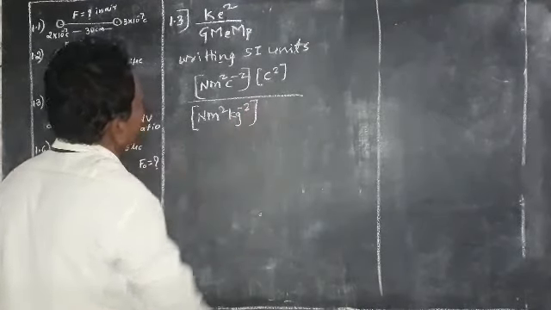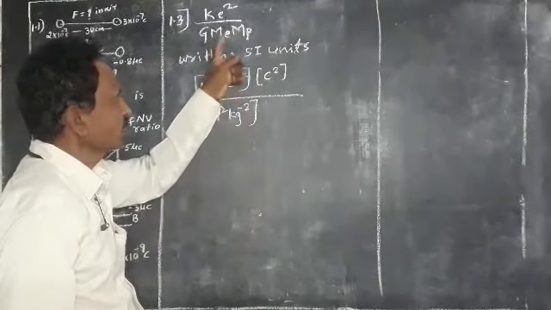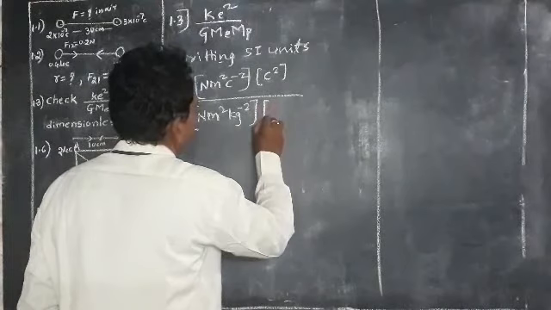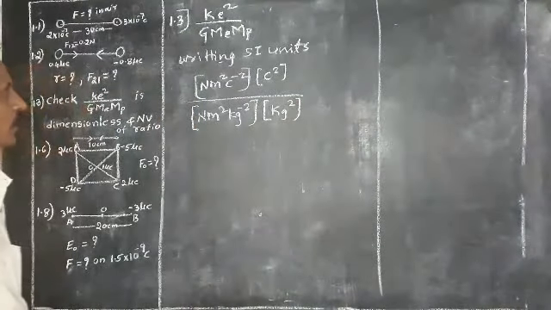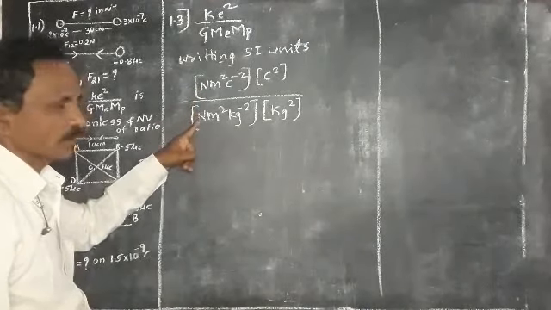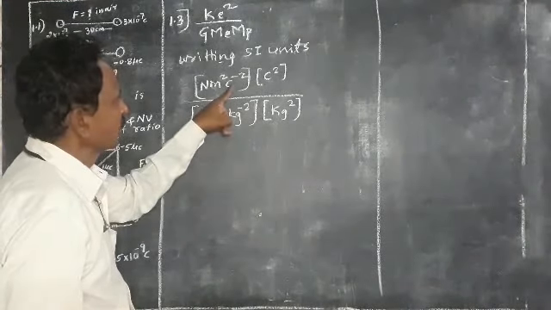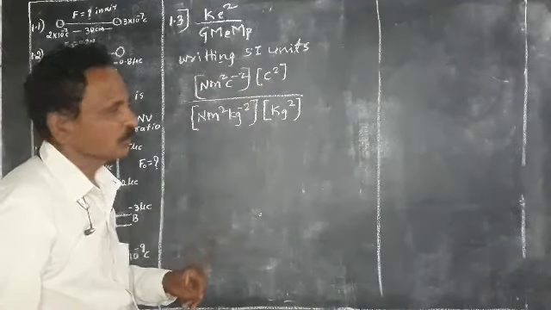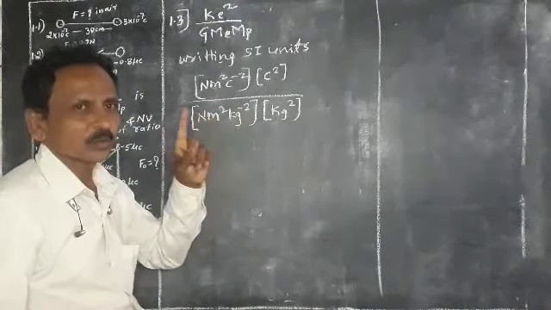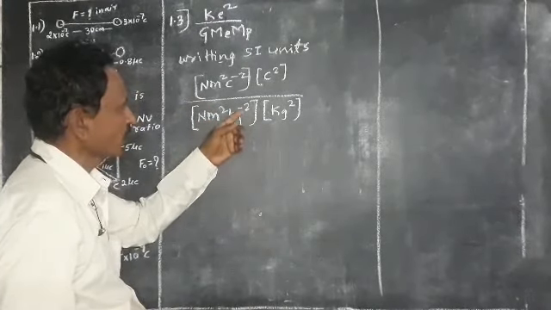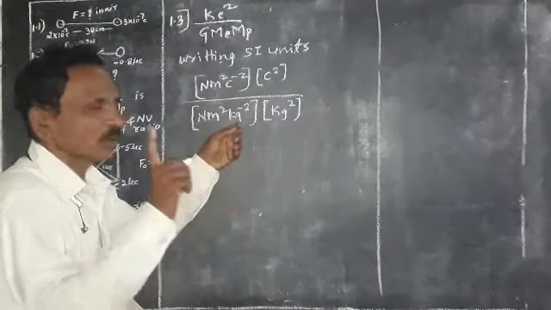square into mass of electron, it is in kg, and mass of proton, it is also in kg. Kg into kg, kg square. Now here Newton get cancelled, meter square get cancelled. Then C raised to minus 2 into C raised to plus 2 is equal to C raised to minus 2 plus 2 is equal to C raised to 0, and C raised to 0 equal to 1. And in the denominator, kg raised to minus 2 into kg raised to plus 2, that means kg raised to minus 2 plus 2, that is kg raised to 0 is equal to 1.